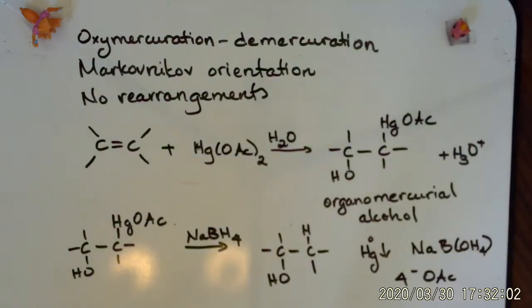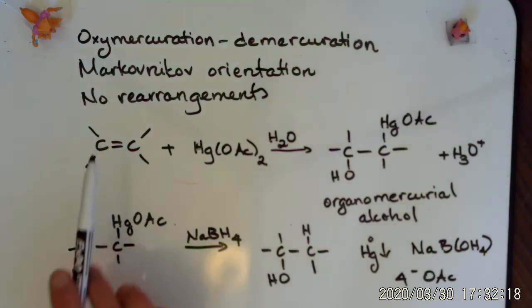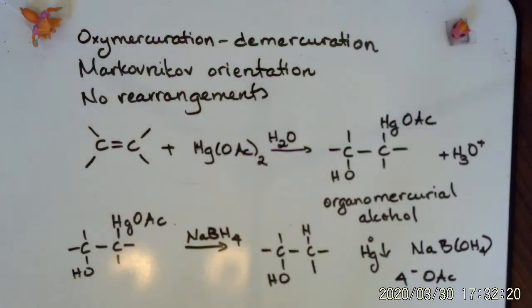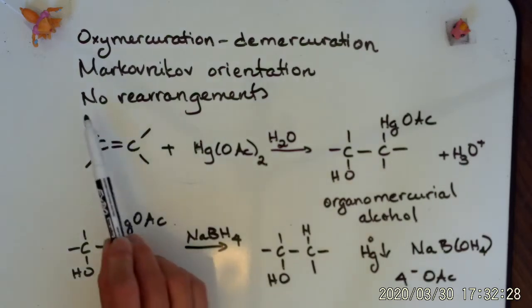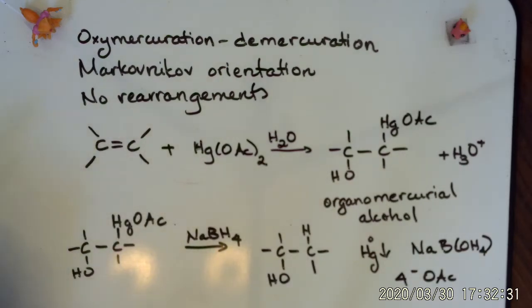Let's get started. We're going to talk right now about oxymercuration-demercuration, and why we are looking at another type of synthesis for the hydration of an alkene. That's because we want a Markovnikov orientation, just like when we did the acid and water. However, when we do the acid and water, we go through a carbocation, so rearrangements are common. If we actually do oxymercuration-demercuration, we get no rearrangements, but we do get the Markovnikov orientation.